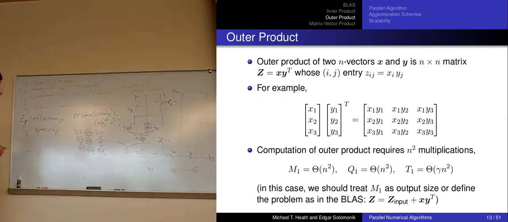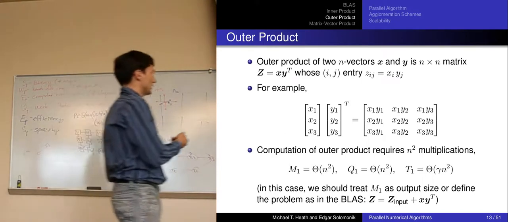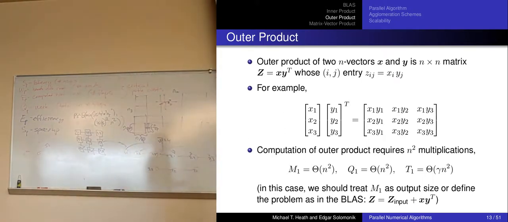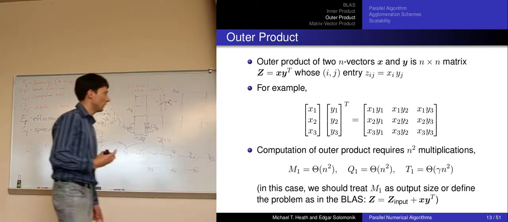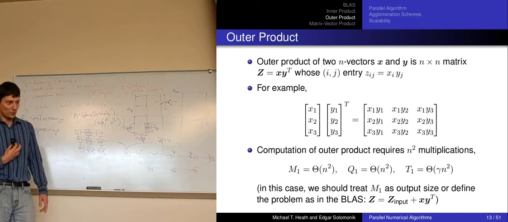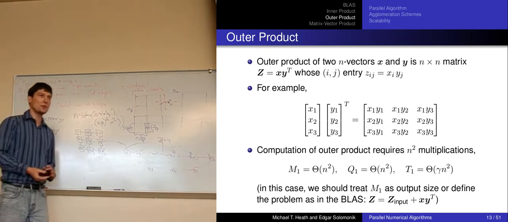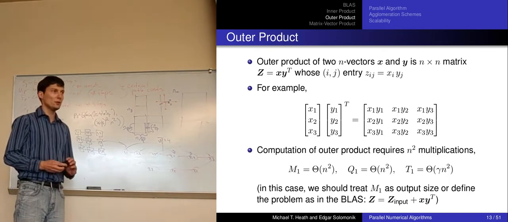So now let's go to a BLAS2 operation, the outer product. Now we want to do x y transpose. This essentially takes every one of the elements and multiplies it by every one of the other elements. Outer products by themselves are not such a common thing, and we'll see why shortly.